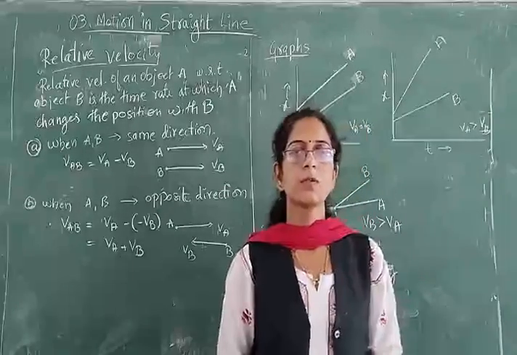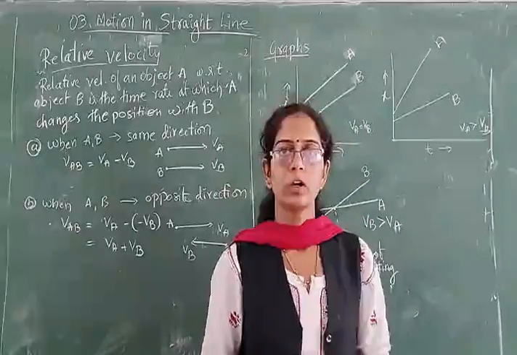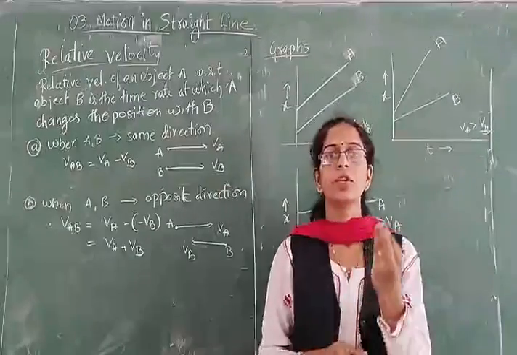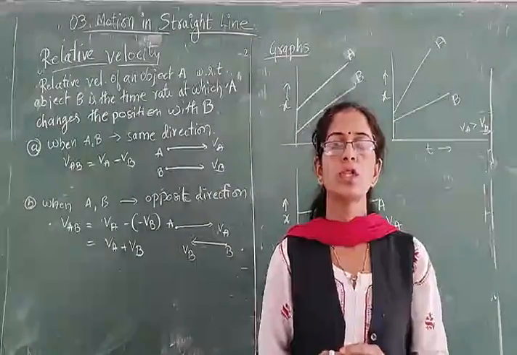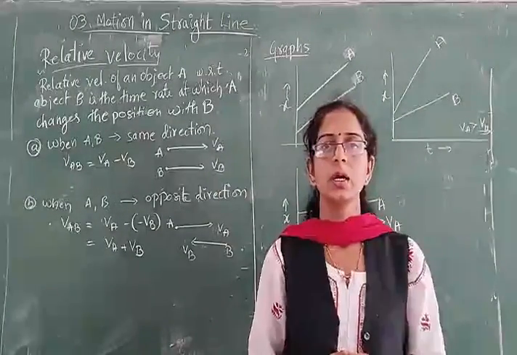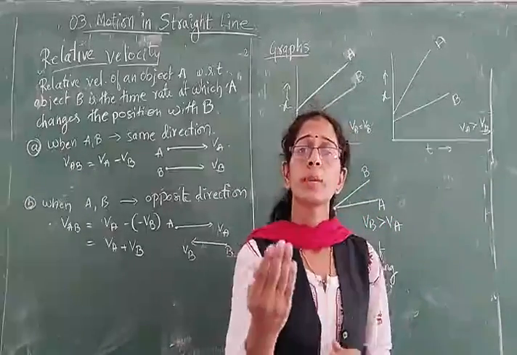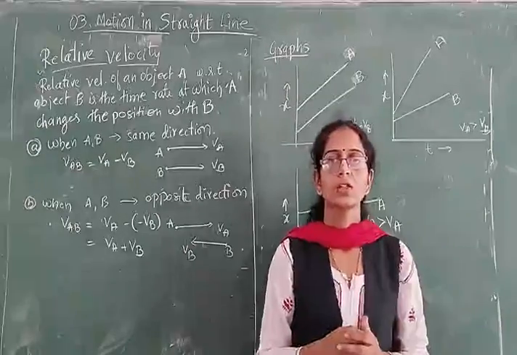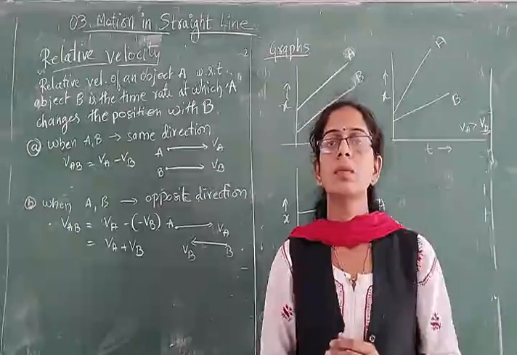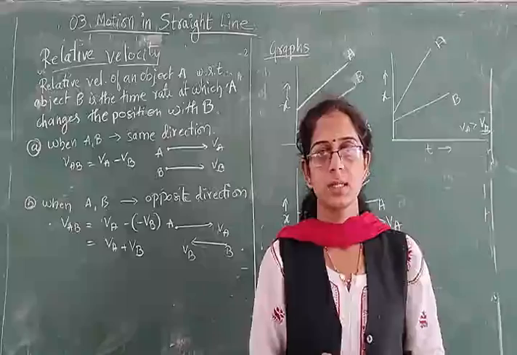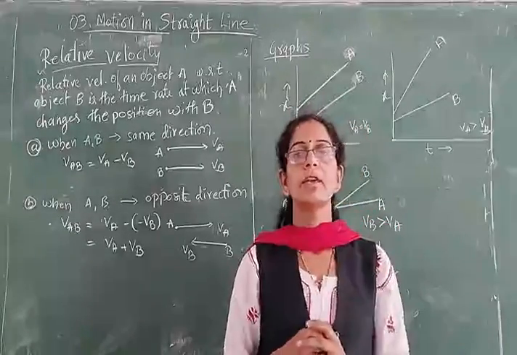So the last concept of this chapter is relative velocity. It means when we are comparing the velocity of one object with respect to another object which is moving along with you, along the same direction or maybe in the opposite direction, then that term is called what? Relative velocity. So how do I define relative velocity?